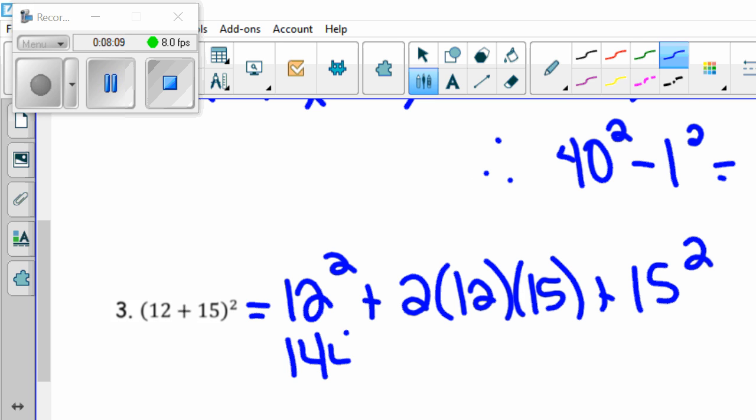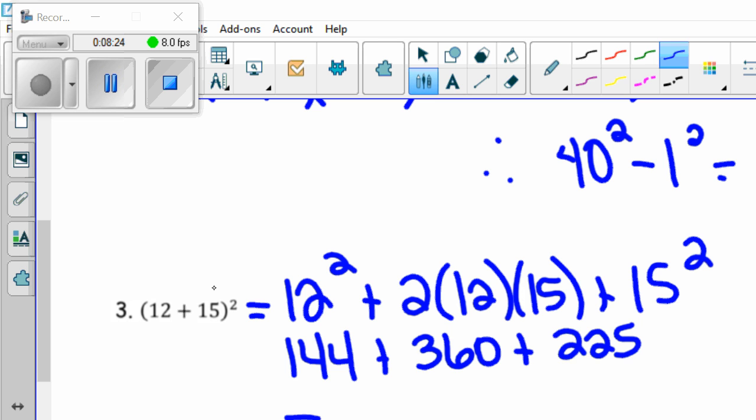12 squared gets me 144. 2 times 12 gets me 24. 24 times 15 gets me 360. 15 squared, 225. So now I just have to add all those up. We're at 729. So 12 plus 15 squared. Again, instead of adding the 12 and the 15 together and then squaring that number, this is just another way that I could work that out.